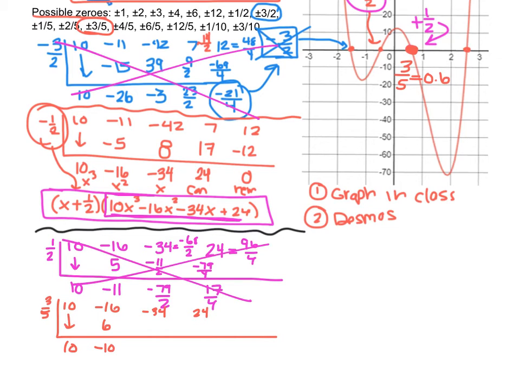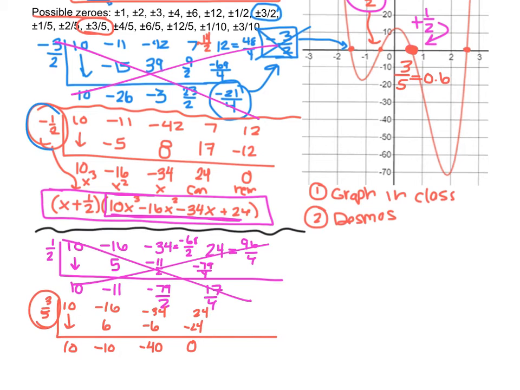Negative 10 times 3/5 becomes negative 30 over 5, which is negative 6. We add straight down, so we end up here with negative 40. So we have negative 40 times 3/5, which becomes negative 120 over 5, which is a negative 24. And if we add straight down, that becomes 0. So what we find is that this 3/5 is in fact a factor, which is great. So we now have two factors.